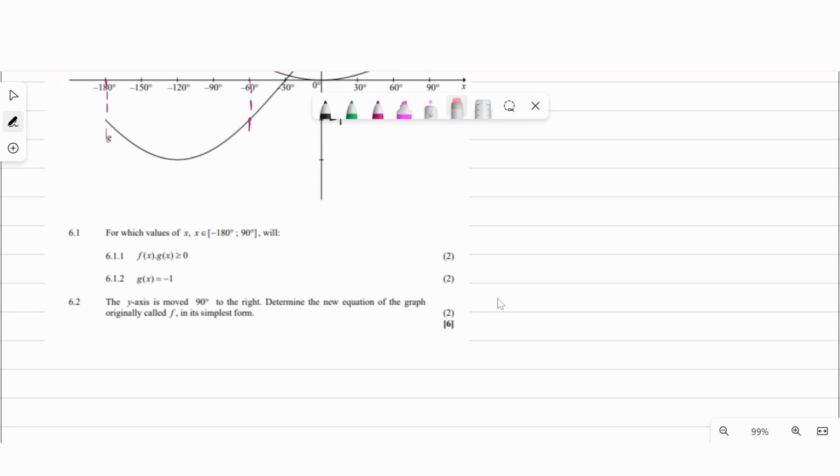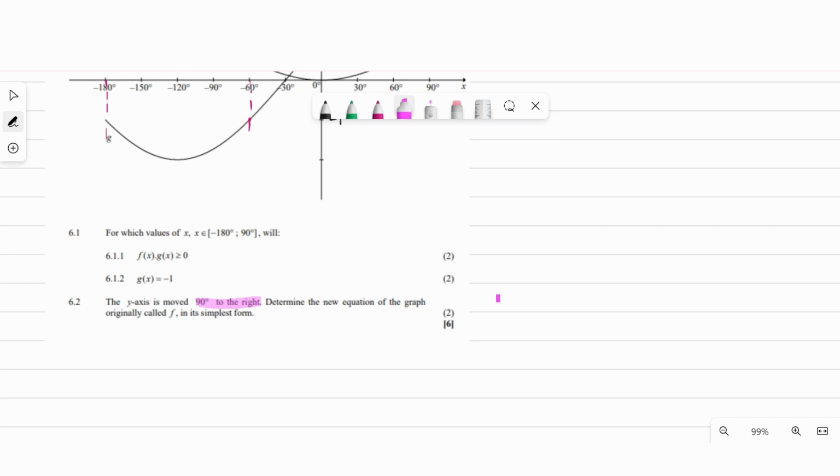So now moving to 6.2, it says the y-axis is moved 90 degrees to the right. So we know the fact that the graph is going to move 90 degrees to the right, right? If something is affecting left and right, think about x.